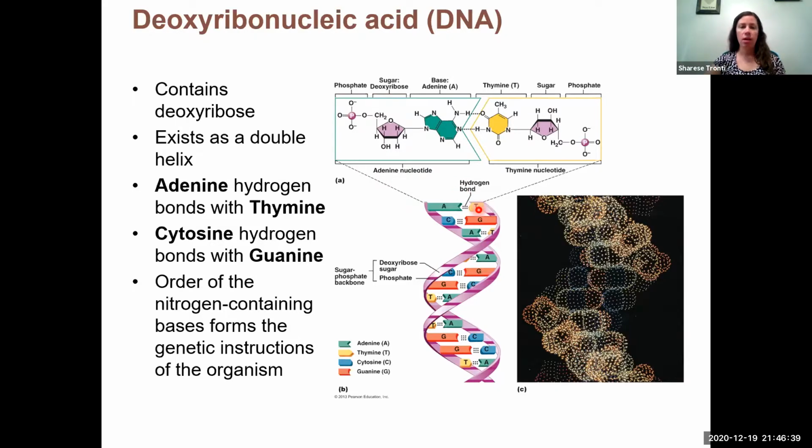Keep in mind that we have a whole nucleotide here, a whole nucleotide on the other side, and then those nucleotides are linked on the side of the ladder. Now, if you just look at one side of the ladder, and you look at the order of those bases, T, G, T, etc., you go on, that order of bases is what provides the genetic instructions for the organism.